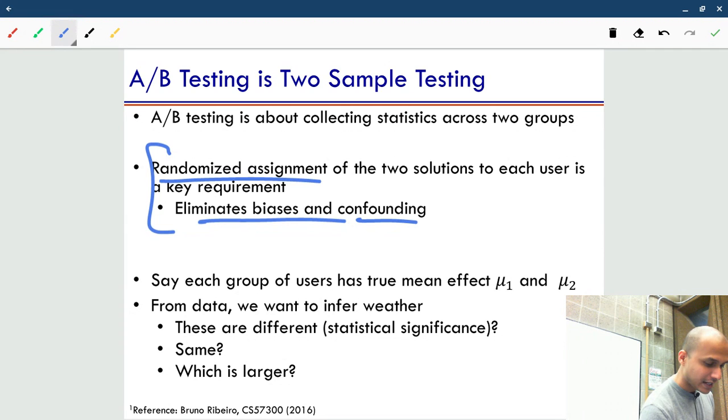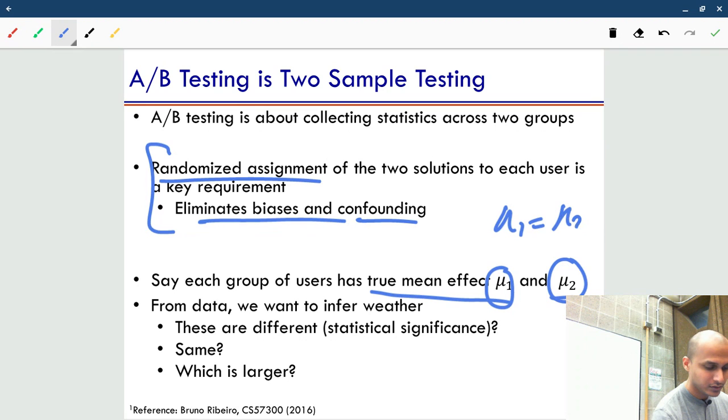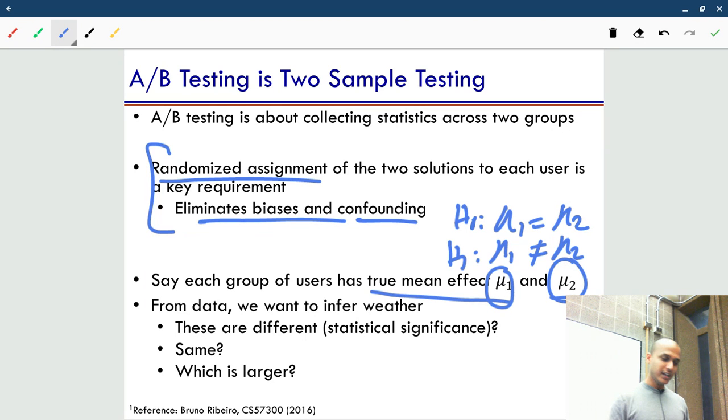And let's say each group has a true mean effect, which means the conversion rate, some number between 0 to 1, let's say. Is mu 1 and mu 2, which is the true value for the two options, first option and second option. Then the hypothesis testing question would be whether mu 1 is equal to mu 2 or it's not, okay? Mu 1 is not equal to mu 2. So these are the two possible things that could be. And given data that you've collected, you just want to figure out whether you can reject the null or not, okay?